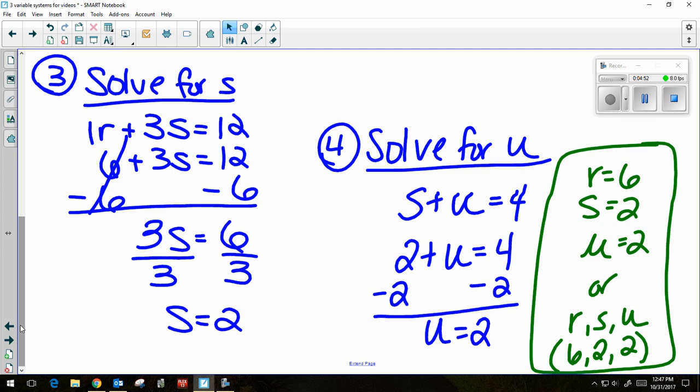Now, you can always check your answer by going back to the original and substituting into all three equations to make sure you have true statements for all three equations when substituting. And if they're all true, then that means you did it correctly.